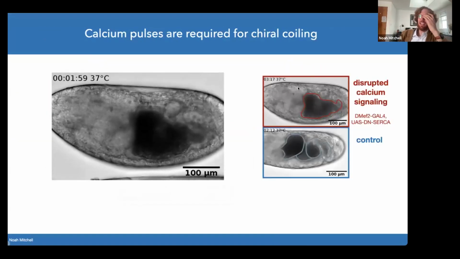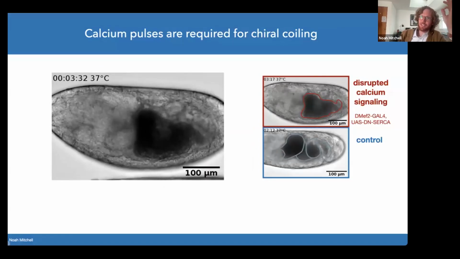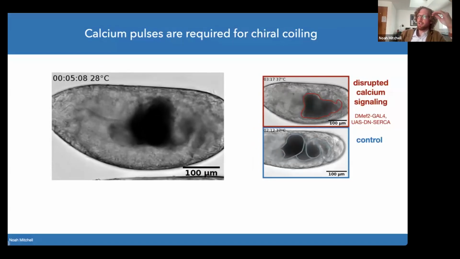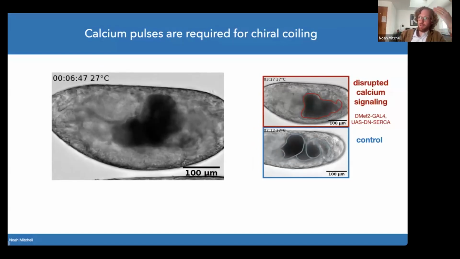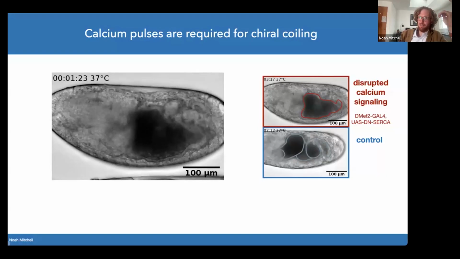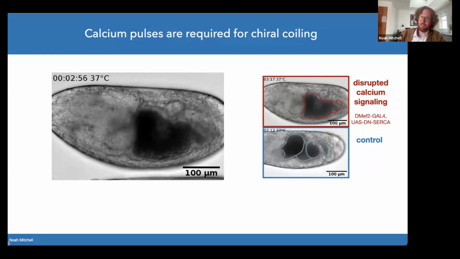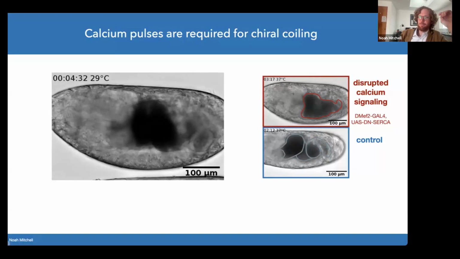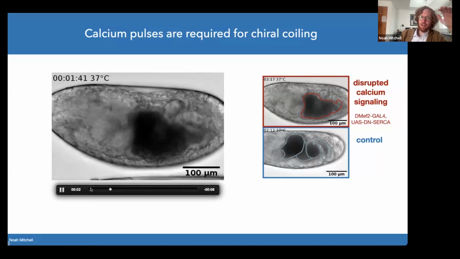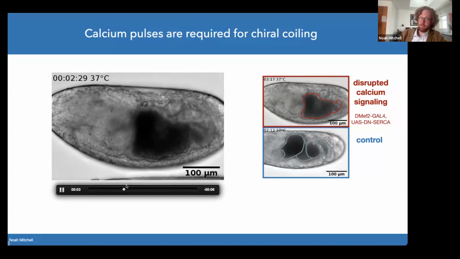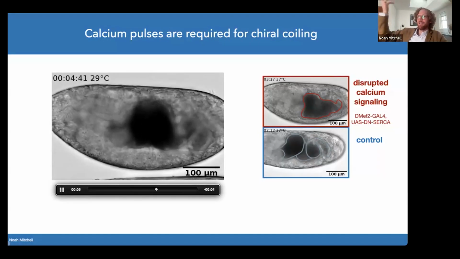I do want to say that if you turn off these calcium pulses here with a temperature-sensitive dominant negative allele of Serca, then the coiling is halted. So there's no coiling here as long as the temperature is high. And then as soon as we let the temperature go back down, then coiling can resume.